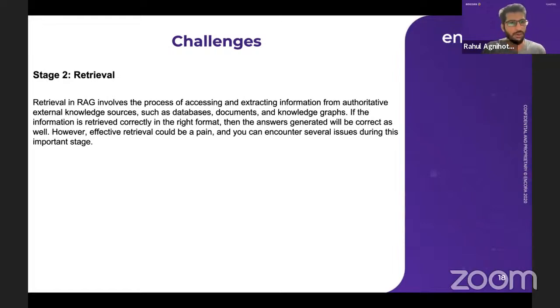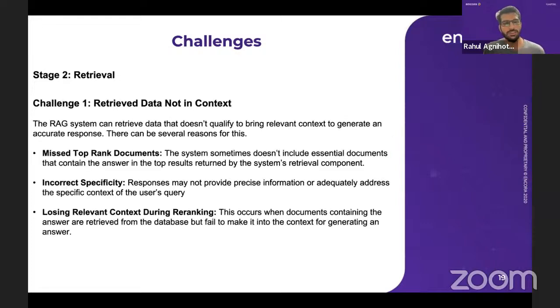So I'll just read it out. Retrieval in RAG involves the process of accessing and extracting information from an external data source. It could be a database, documents, or knowledge graphs. If your retrieved data is correctly in the right format, then the answer generally will be correct. However, effective retrieval could be a pain. Retrieval itself is a pain, and if our retrieval is not of good quality, we are not going to get good quality outputs. So let's talk about the challenges.